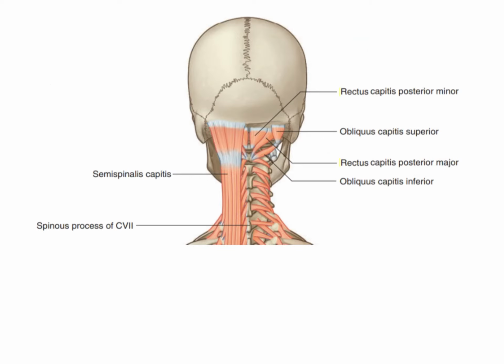Now, let's try to visualize the suboccipital region. So, this extends from the external occipital protuberance of the occipital bone, the most prominent point, up to the posterior aspect of C1 and C2 vertebrae. C2 is known as the axis vertebra and C1 is known as the atlas vertebra. Therefore, from the level of external occipital protuberance up to the level of the axis vertebra is the suboccipital region.